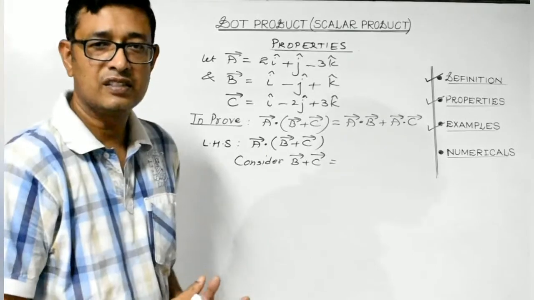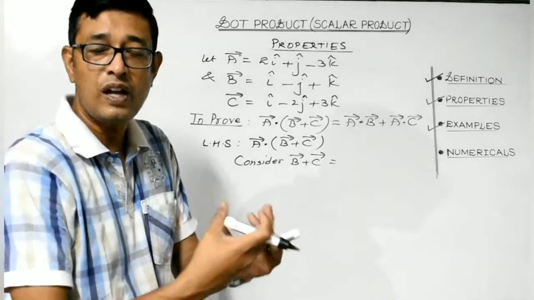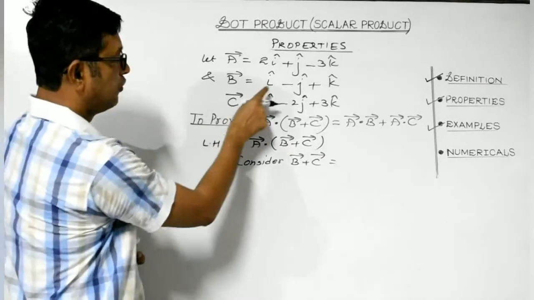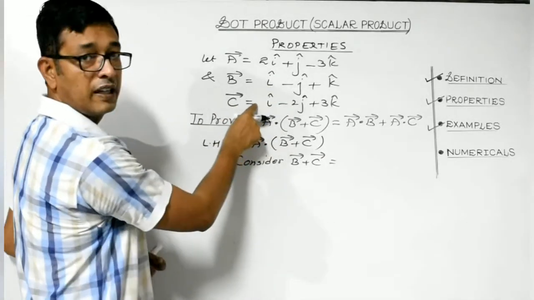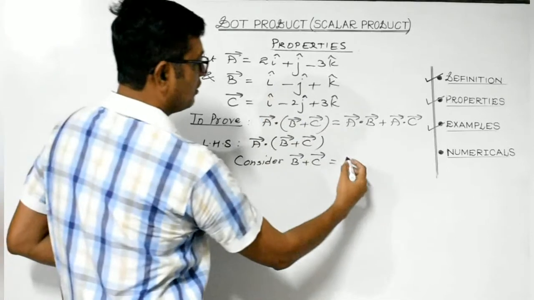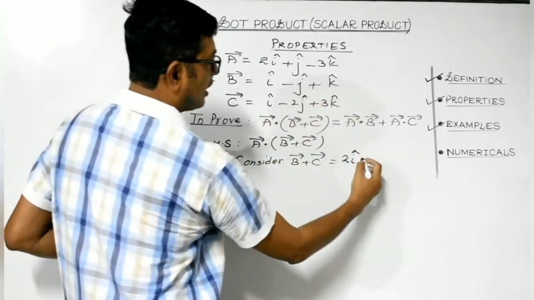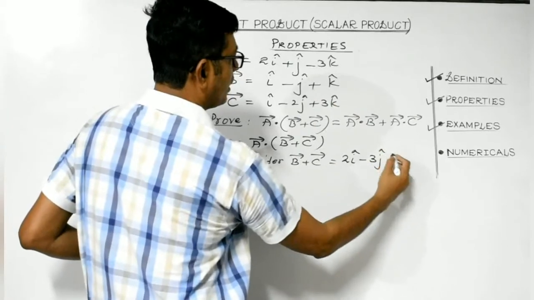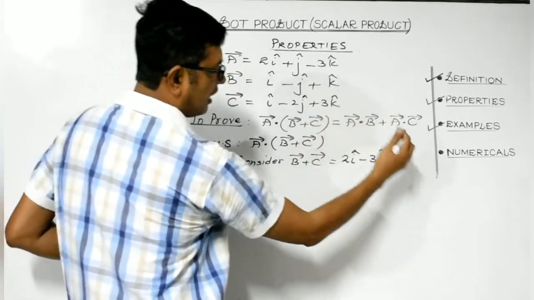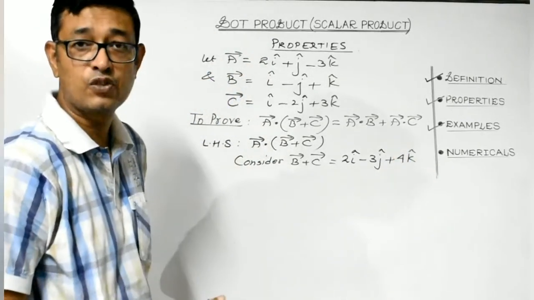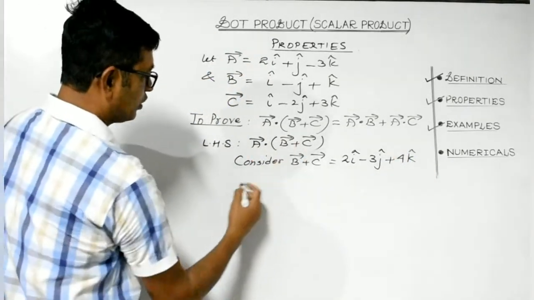Doing the addition of vectors, it's very simple. We simply need to add the like terms, isn't it? This is B vector, this is C vector. So coefficient of i cap is 1, over here coefficient of i cap is 1. So i cap plus i cap will give us 2i cap. Minus j cap minus 2j cap will give us minus 3j cap. Plus k cap plus 3k cap will give us plus 4k cap. Fine, students? Okay, let's evaluate this one.